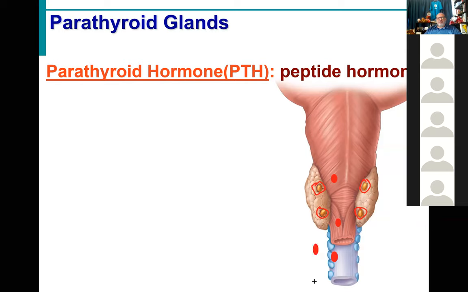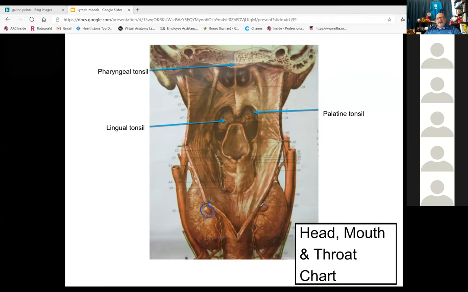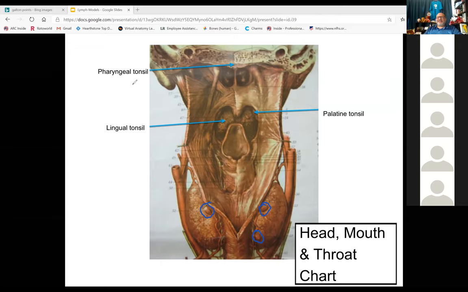And remember, I promised we would come back to this posterior view again of our head, throat, and mouth. And if you look closely, let's change the color to make it easier to see. Here, here, and here are these structures that kind of look a little bit like they may be lymph nodes, but those are not lymph nodes. Those are actually the parathyroid glands, and these are the blood vessels that carry away their hormones. So these structures on the posterior side of the thyroid are the parathyroid glands. And when we look at this histologically, we see that they are distinctly different.